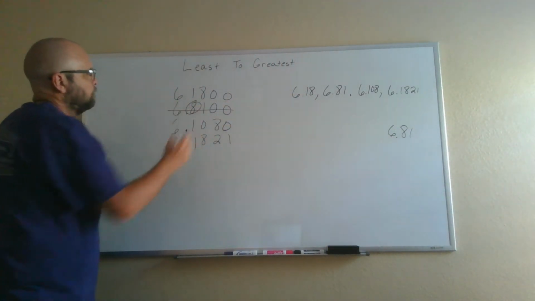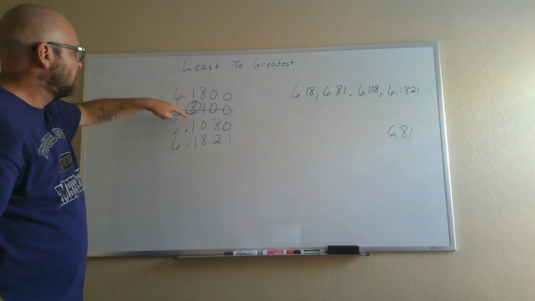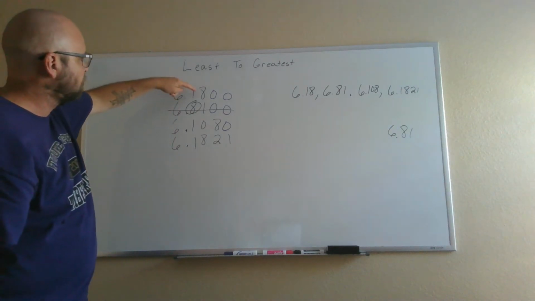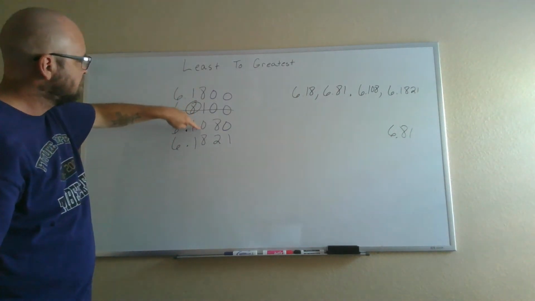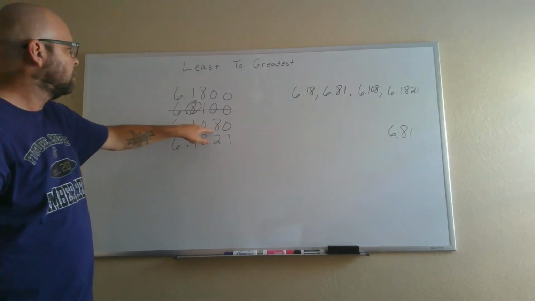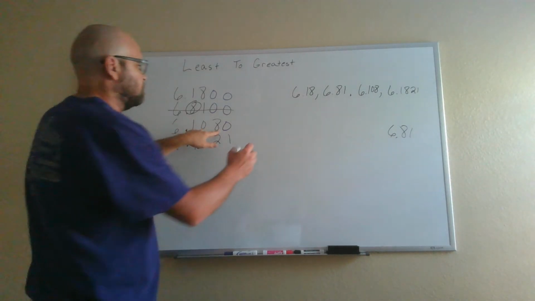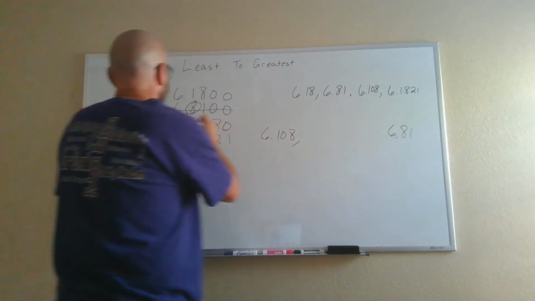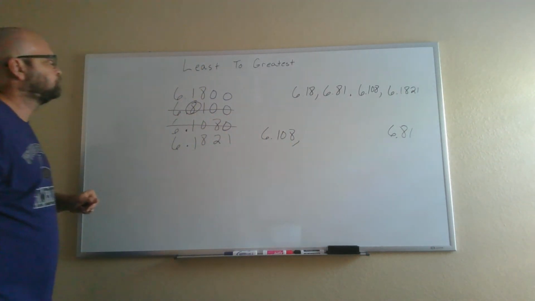I'm done with that. Now I have 1, 1, and 1. So the rest of these in the tenths place are the same. I move to the hundredths place. 8, 0, and an 8. So this tells me 6 and 108 thousandths is going to be my smallest. Now I've used that one.